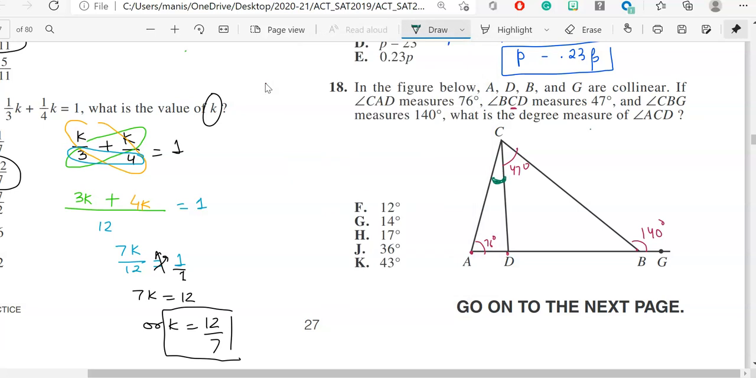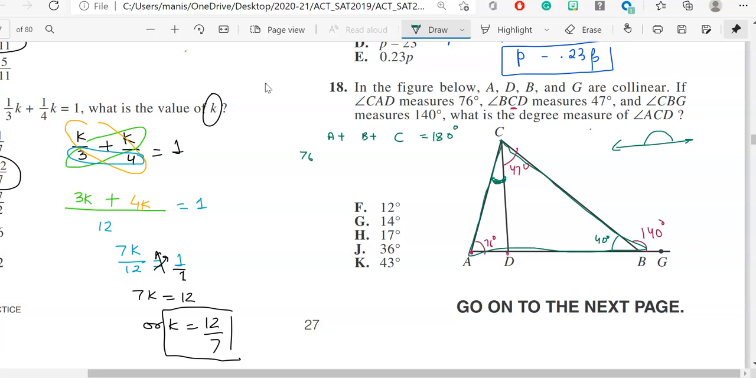Now look at this one. Let's first find this value. You all know the measurement of a straight line angle is 180. So I will subtract 140 from 180, and this will be 40 degrees. Pay attention to this whole triangle. In this whole triangle, you know A plus B plus C is equal to 180 degrees.